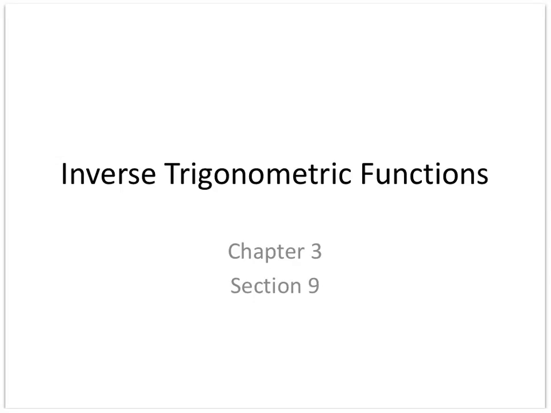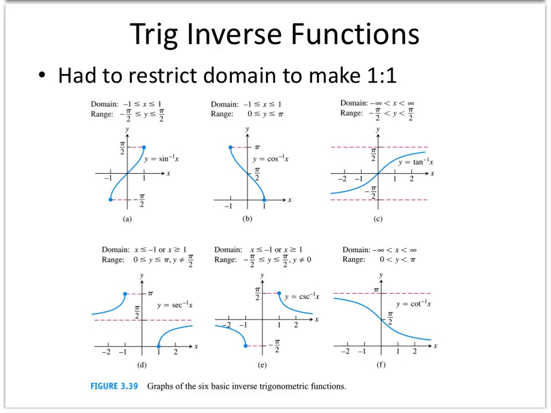Alright, this is Chapter 3, Section 9, Inverse Trig Functions. Hopefully you kind of sort of remember from pre-cal, when you had the graph of a sine function, that you cannot get an inverse because it's not one-to-one, because of the horizontal line test. I'm touching the function in more than one place.